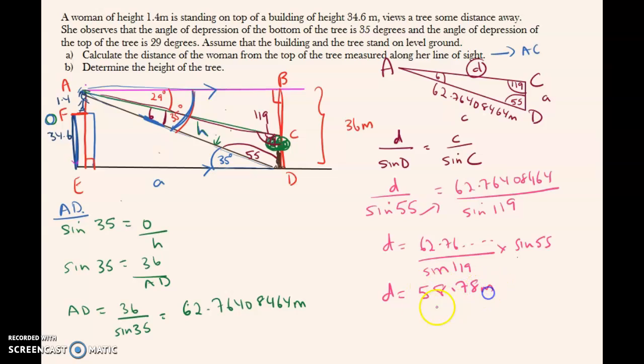58.78 meters, right? So that, everyone, is the length of AC, which is the calculated distance of the woman from the top of the tree measured along her line of sight. So that's this distance here, right? Okay, so that is part A.